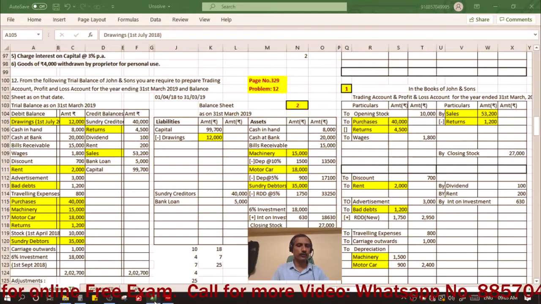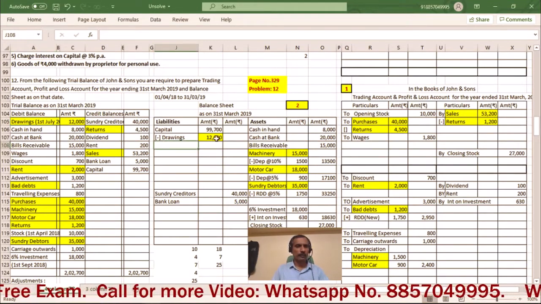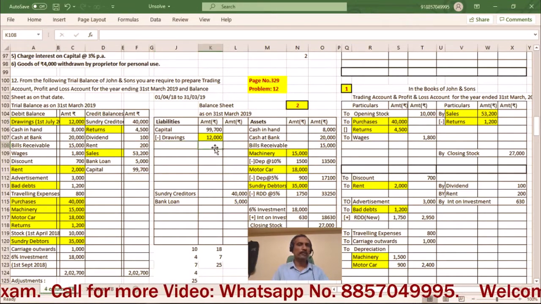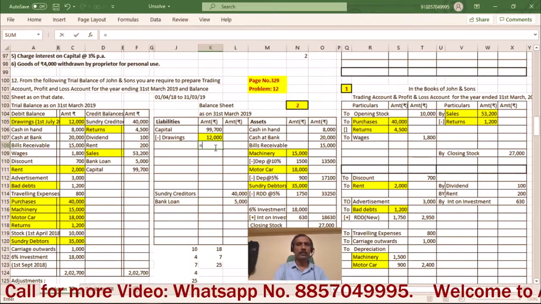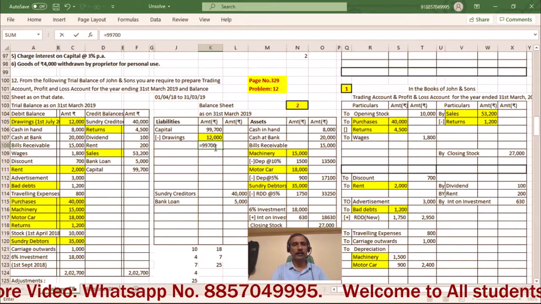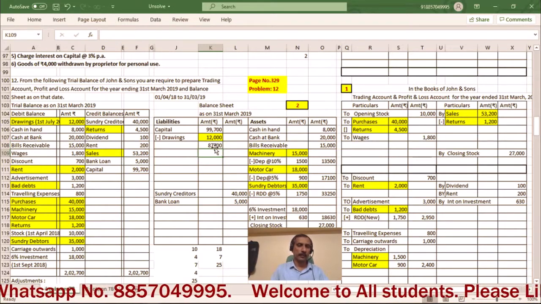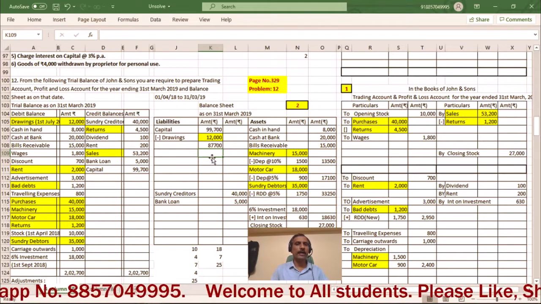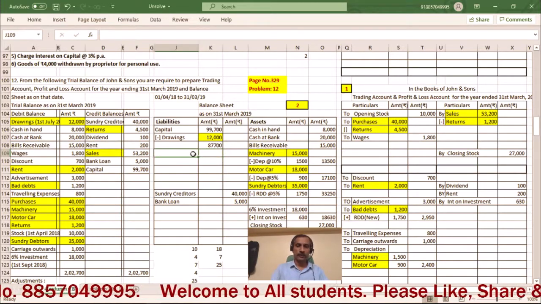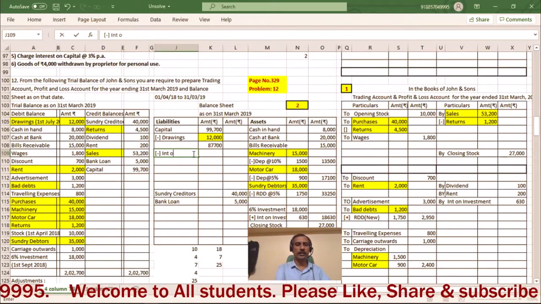So I am going to show here. Now using this formula, we have to less this drawing first of all, and then we can less interest on drawing also. So 99,700 minus 12,000. So our actual balance after drawing will be 87,700. So now we have to less interest on drawing also, interest on drawing.